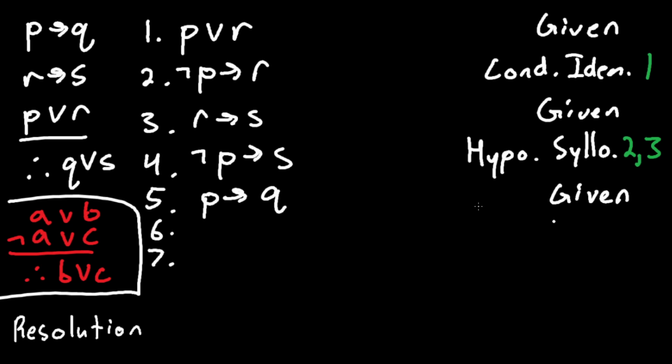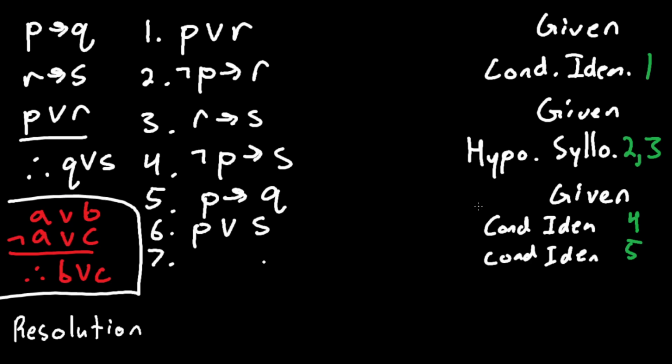But conditional identity. Conditional identity. This is kind of scaring me a little bit, because when I shorten identity, it looks a lot like my actual name. But let's write down conditional identity for 4 and conditional identity for 5 here, right? So with the conditional identity for 4, we get P or S. And conditional identity for 5, we get not P or Q.